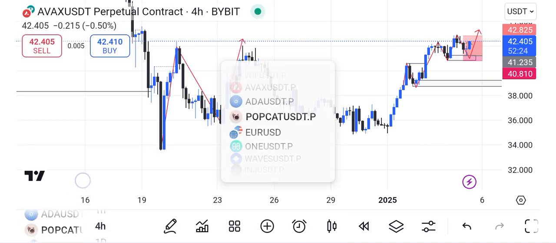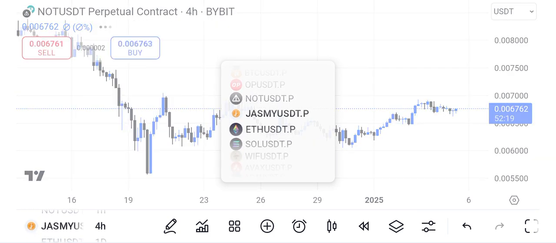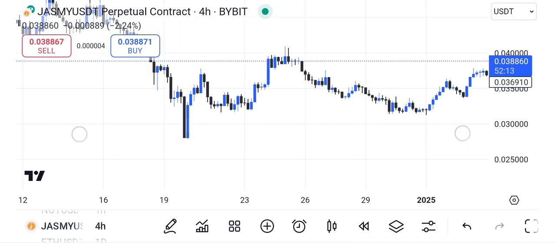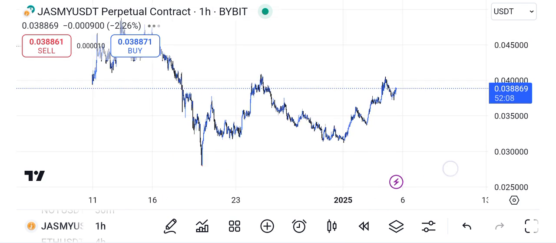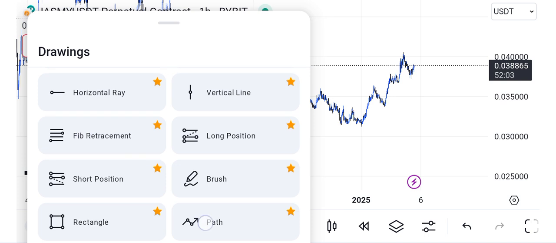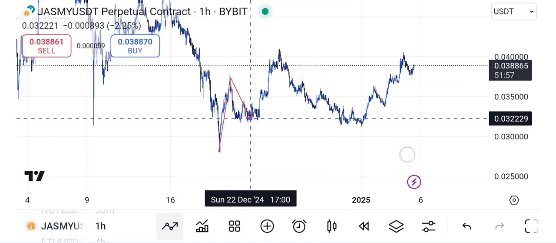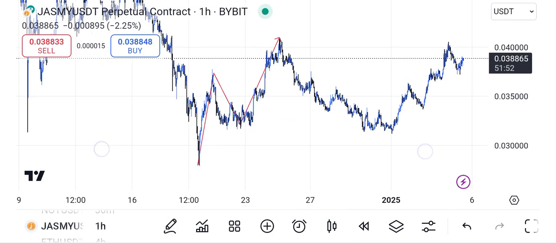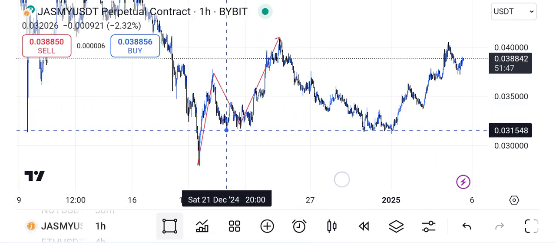Let me use some other pair as example, not to get you confused. Let's use Jasmine. Now, if you take a good look at this pair here, let me come to the 1 hour so we have something to work with. Now, on the 1 hour candlestick, what do you notice here? We had market structure, higher highs, higher lows, higher highs. In this case, where is your demand zone? The other blocks here, these points here are your demand zone.